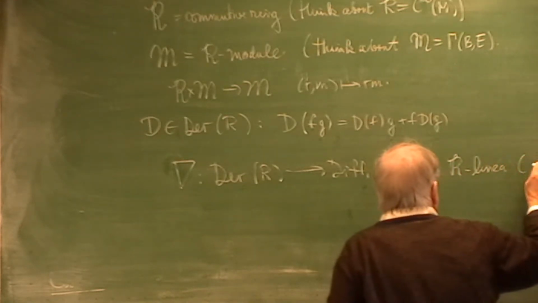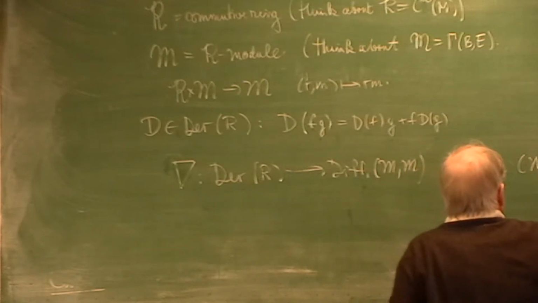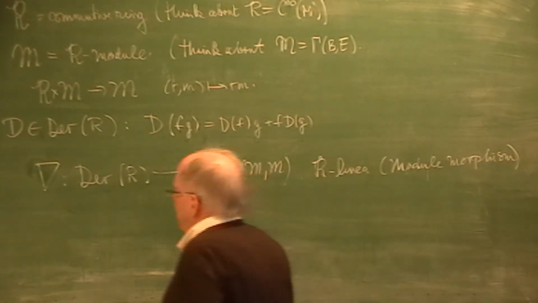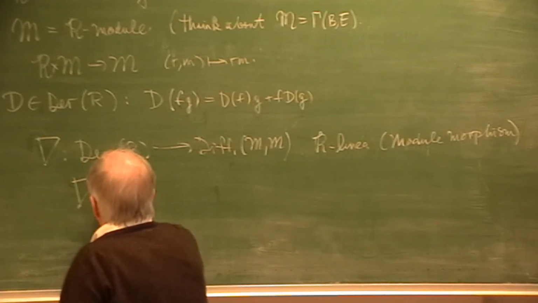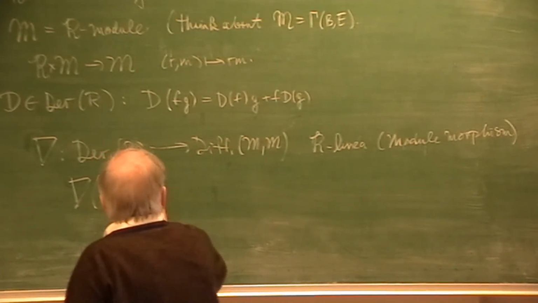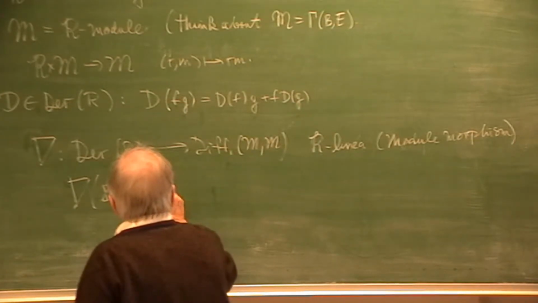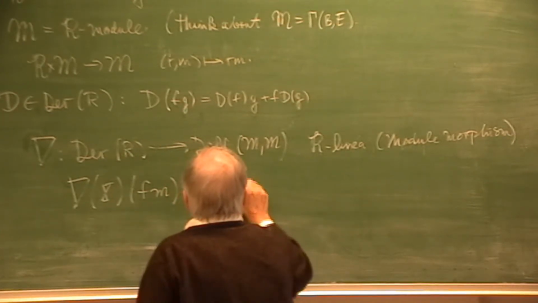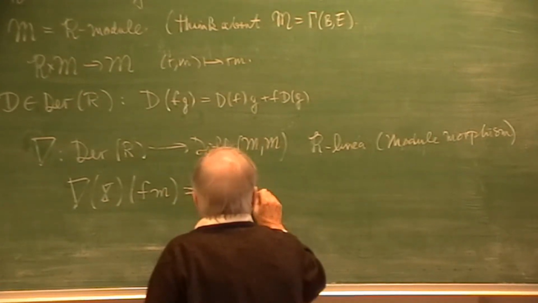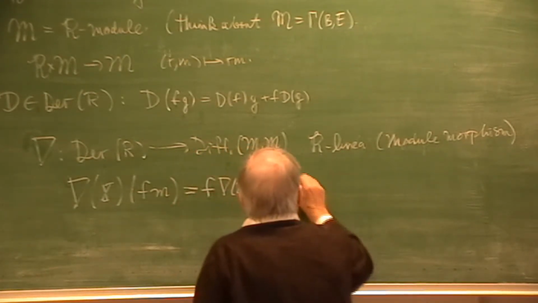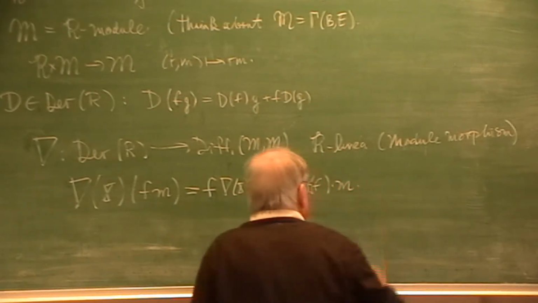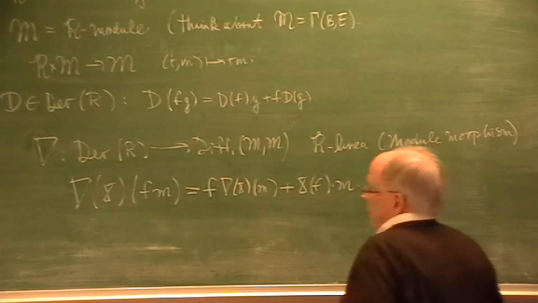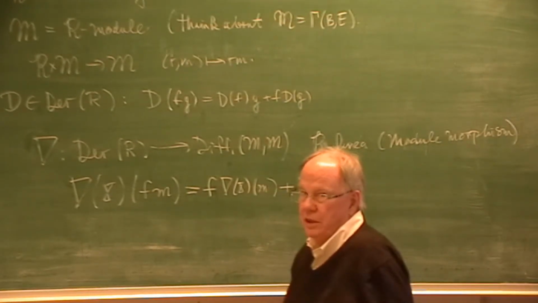So we call that an R module morphism. Yeah? And the statement is, if you map over an element of the derivations and apply it to a function times an element of the module, then it's just the function times the derived element of the module, plus the derived function, which you already know, times the module element. This is the appropriate Leibniz rule in here. Okay. That's what a connection is. That's all a connection is.